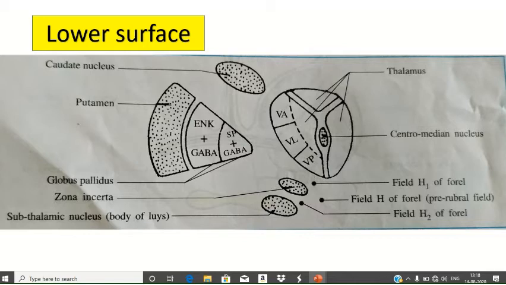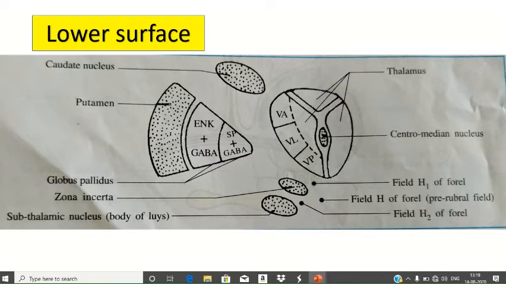The space between the zona incerta and the thalamus: here we are seeing the thalamus, and this is the zona incerta. Between the inferior surface of the thalamus and the zona incerta, we can identify the field of H1, also called H1 of Forel. It is occupied by the fasciculus thalamicus and dentatorubrothalamic fibers. Then the interval between the zona incerta and the subthalamic nucleus is the field of H2, also called H2 of Forel. It is traversed by the fasciculus lenticularis.